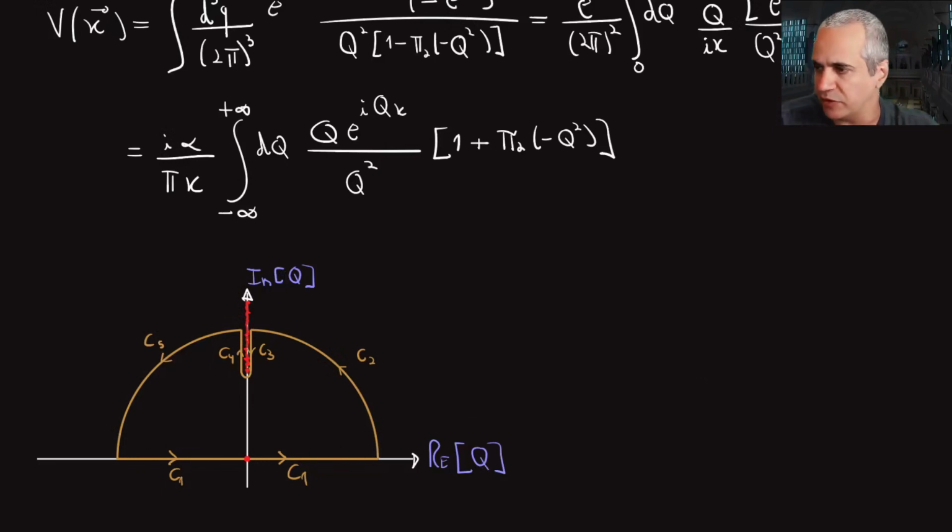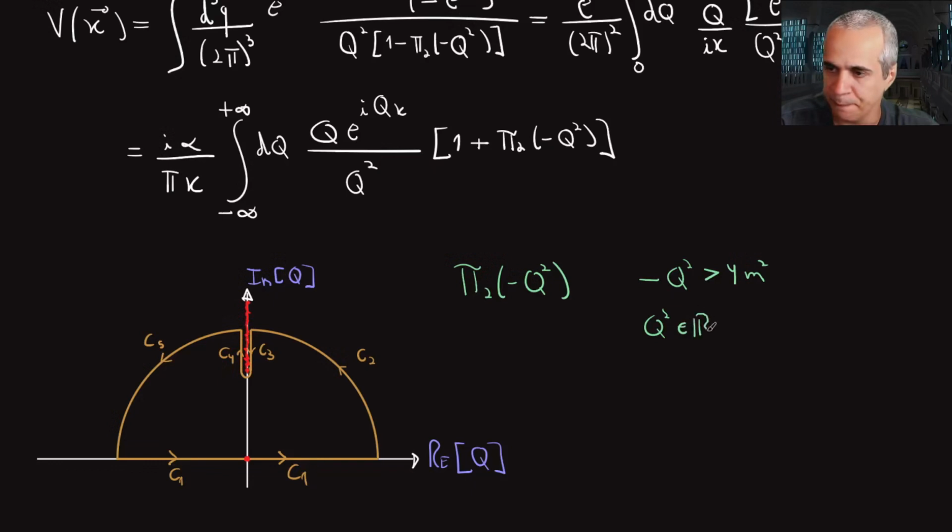So the first thing to notice is that pi 2 of minus Q squared develops a branch cut once minus Q squared is bigger than 4m squared, as we have seen before. Since I define Q squared in a way that Q squared is real, that means the real part of Q will be 0, and the imaginary part of Q will be bigger than 2m. That's one way to see where this branch cut is.